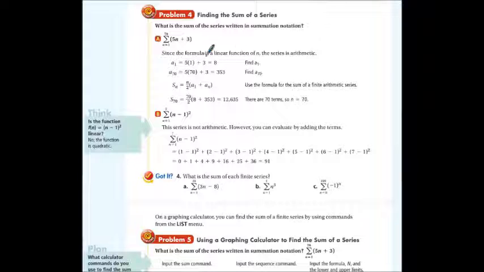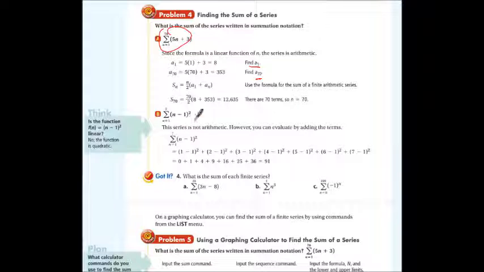What is the sum of the series written in summation notation? Here we actually find the sum. We just plug in the numbers that are given. We plug the 70 in for n and find 353. Then we use the formula for the sum of an arithmetic series. If we have this information, we have to find the first term and the 70th term. Once we have those, we can plug them into the summation formula.